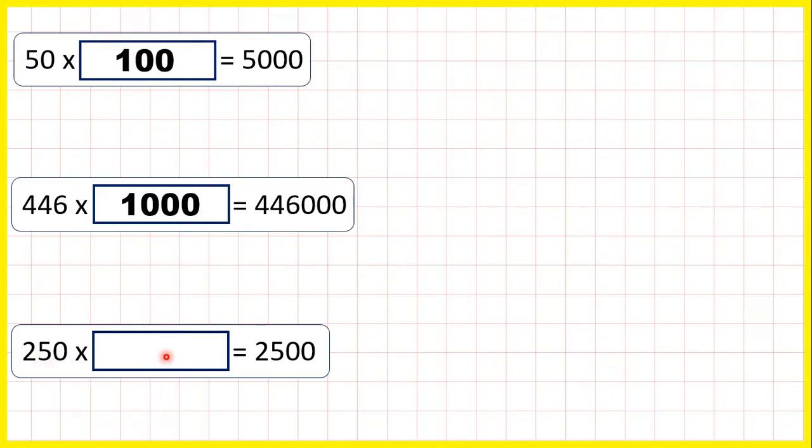250 times what is 2,500? Well, here we have 250, so the number we started with, but with one zero on the end. And we know that when we times by 10, we put one zero on the end. So our missing number is 10.